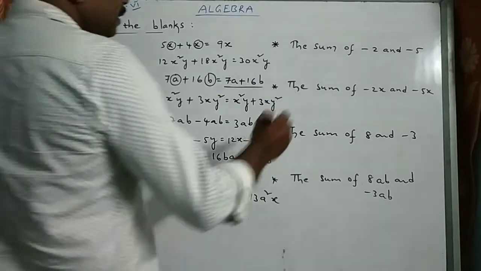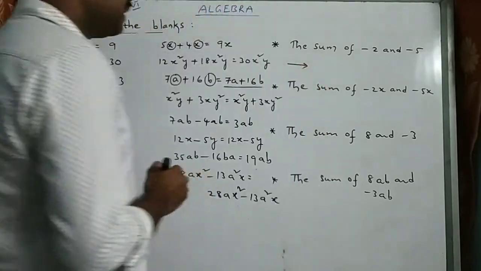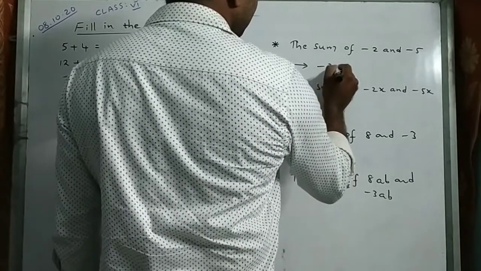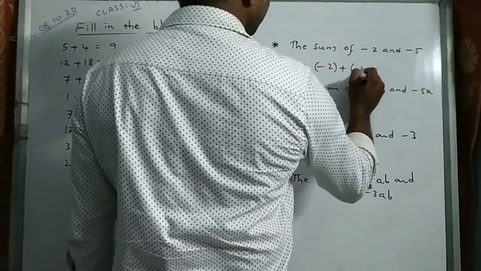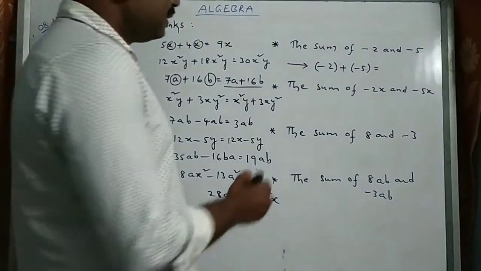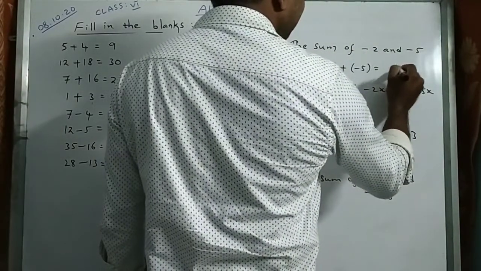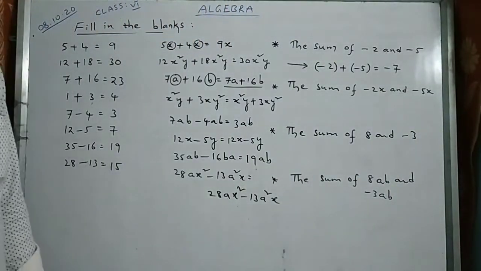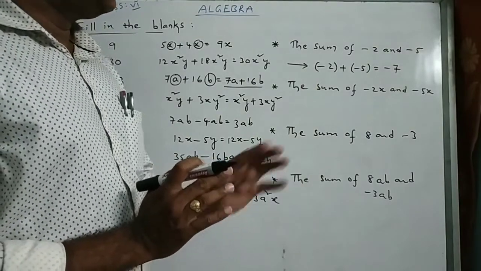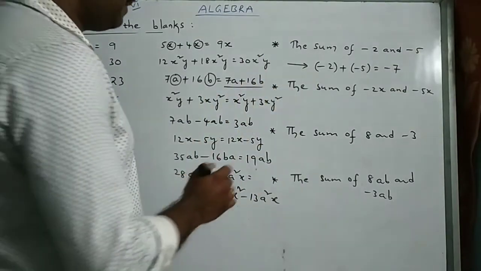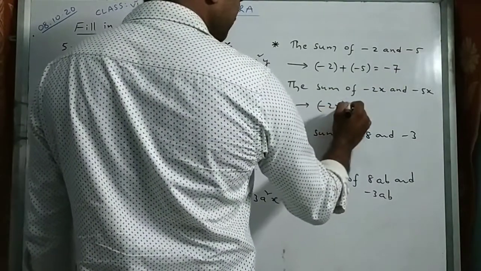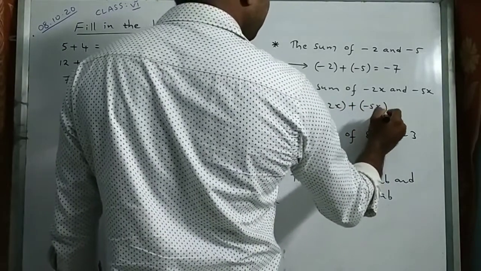Okay. Now you see here, the sum of minus 2 and minus 5. How do we write that? Minus 2 plus minus 5. Sum means addition only, no? So minus 2 plus minus 5. Same symbols are there. Add and write the same symbol. Whenever we have same symbols, then immediately add and write the same symbol. Okay, minus should be written there. Now here, addition of minus 2x plus minus 5x. Can we simplify this?